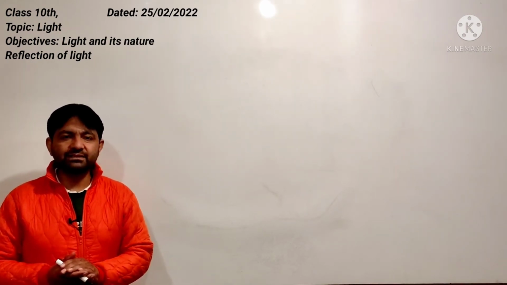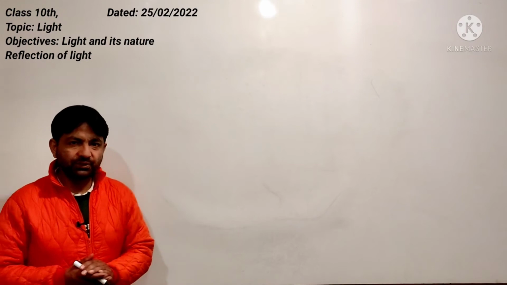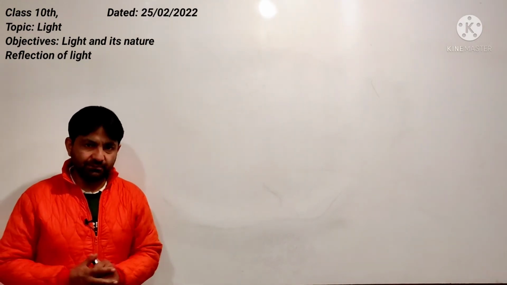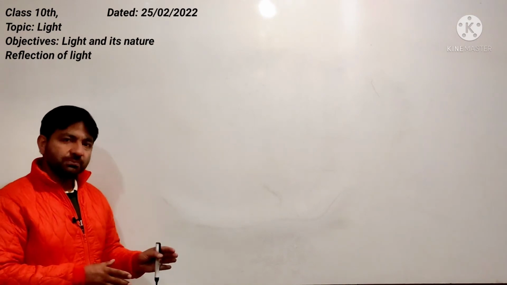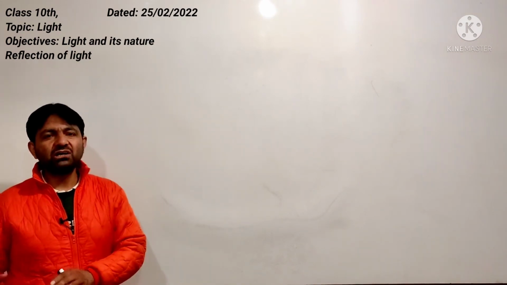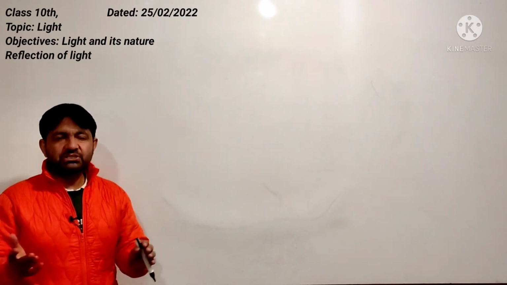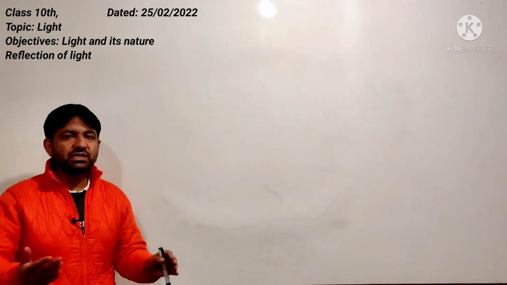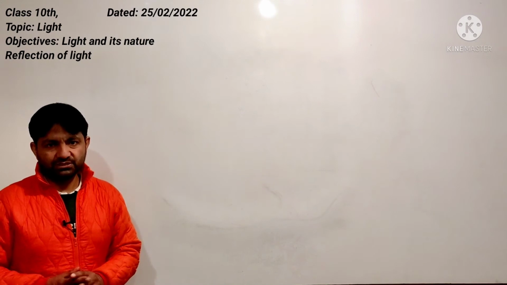Now we have another term, that is reflection. When light falls on any object, three things may happen. Either light may be absorbed, or it may be reflected, or it may be transmitted. What is transmission? When light travels from one medium to another medium, we say transmission has taken place.